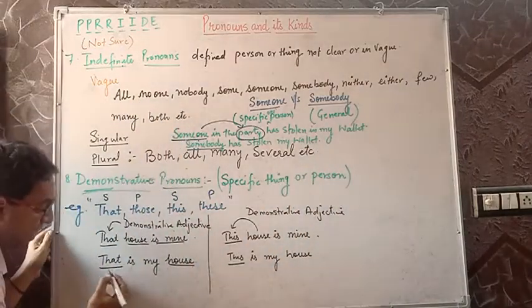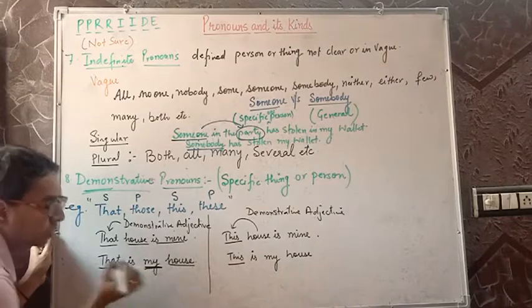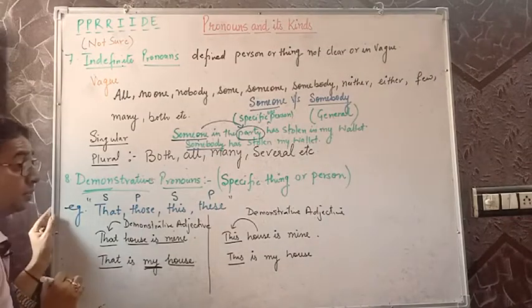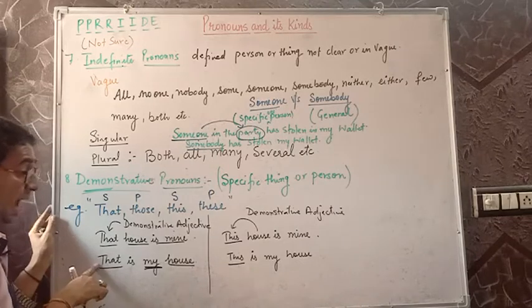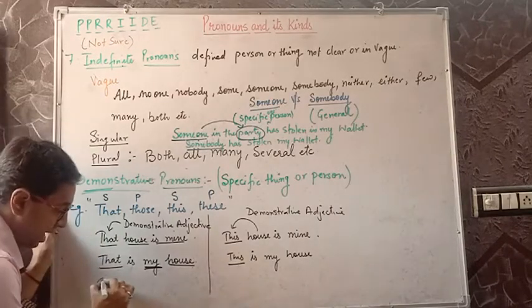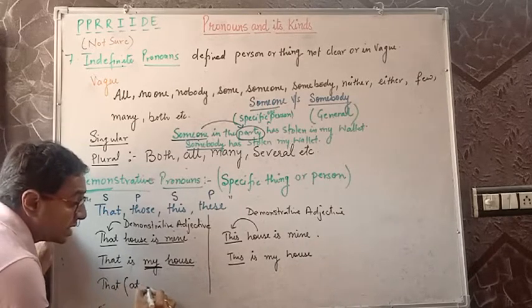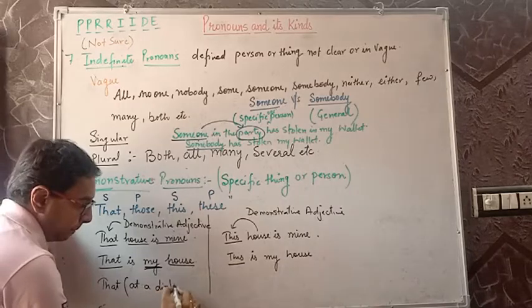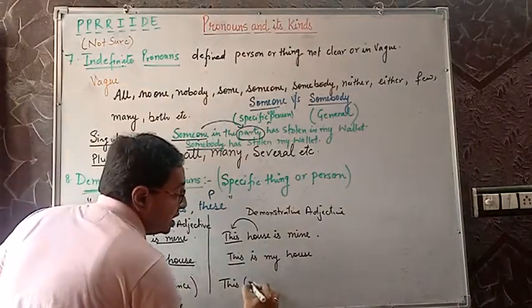Now understand. That is my house. I am talking about my house. So understand what it means here. That is my house. Clear? That and this only differ in terms of distance. That means at a distance, and this means nearest to you.